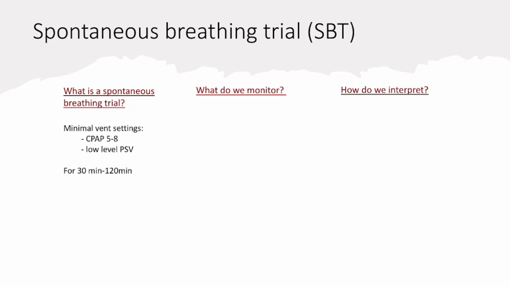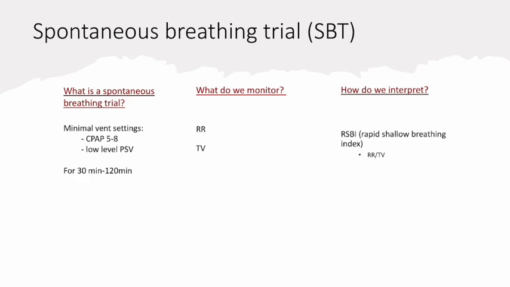And what things do we monitor during this spontaneous breathing trial? You monitor two things, the respiratory rate and the tidal volume. And you can imagine that if the patient is in significant respiratory distress, their respiratory rate will be high and their tidal volume will be low. They'll be taking rapid, shallow breaths. So how do we interpret this?